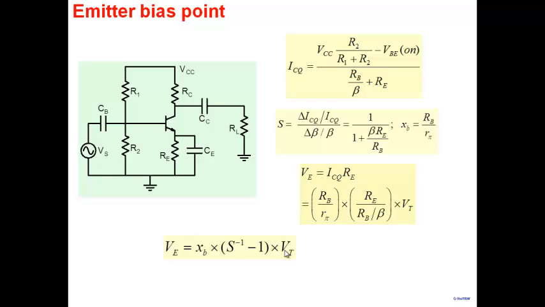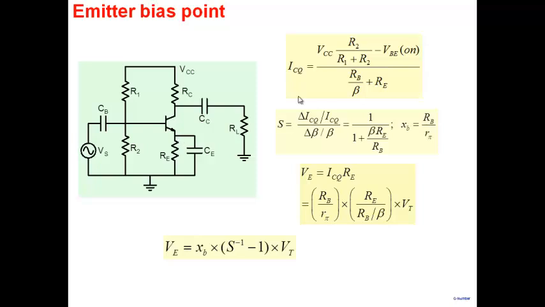So it says that the choice of the emitter bias point is decided by two factors. One is how much stability are you looking for? What value of S? And the other one is how large a ratio of RB over R pi do you really want? And recall, why do we want a large value of RB by R pi? Because that decides my input resistance. Input resistance is RB parallel R pi. So you want RB to be larger than R pi. How large do you want to keep? And these two things will decide what your emitter bias point is.